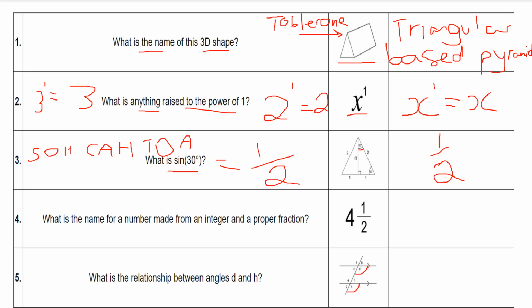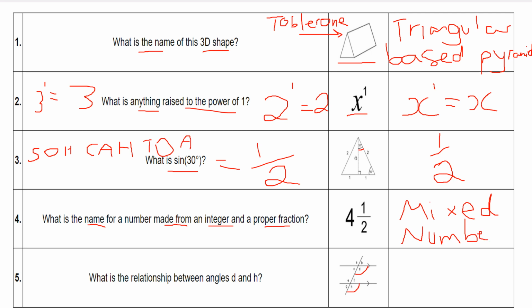This is question number 4. What is the name for a number made from an integer and a proper fraction? This is what I call a mixed number. It's a mixed number, because it's a mixture of a whole number and a fraction.